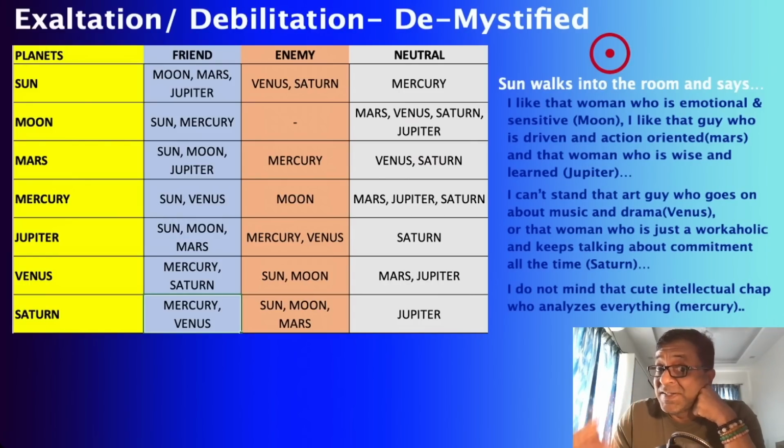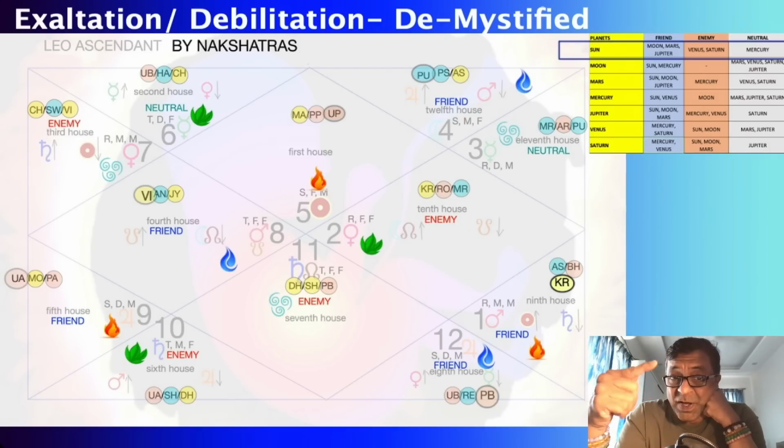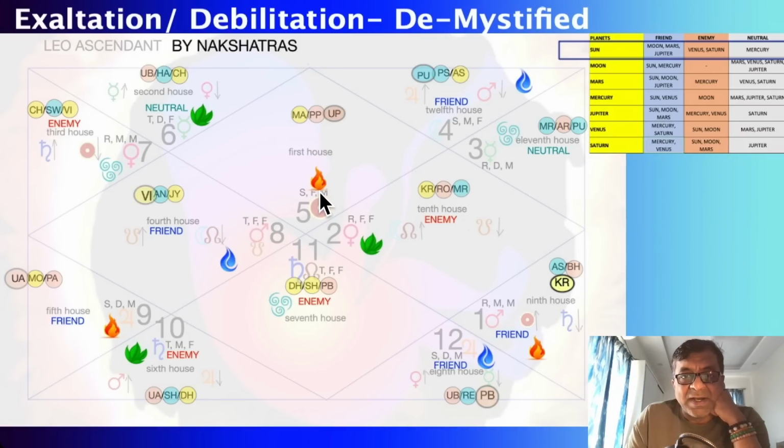Okay, now let us see how this plays out in the Leo ascendant. So now you have the blank chart of a Leo ascendant with nakshatras, with lots of things marked there. As you can see, it's quite complex, but let's just take this one aspect. We are talking right there about Sun. Sun is friend with Moon, Mars, and Jupiter, enemy with Venus and Saturn, neutral to Mercury. How does this play out in the Leo ascendant? Now you can see Leo ascendant as 5 marked there.